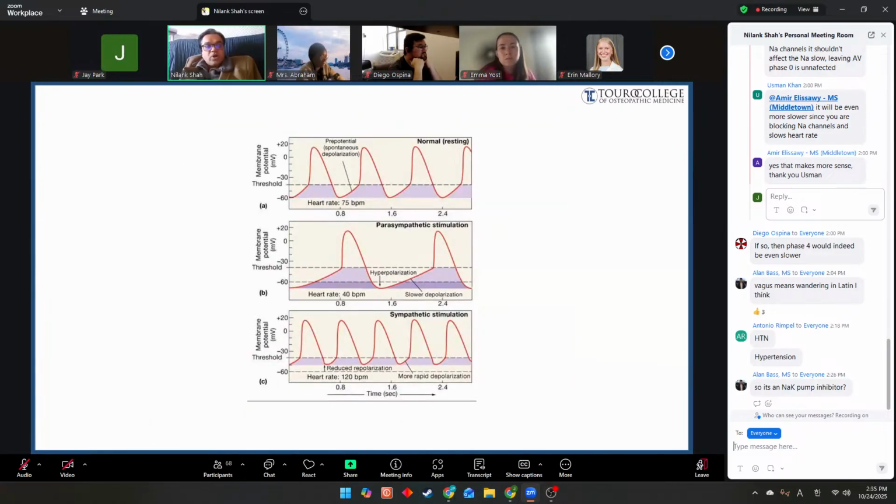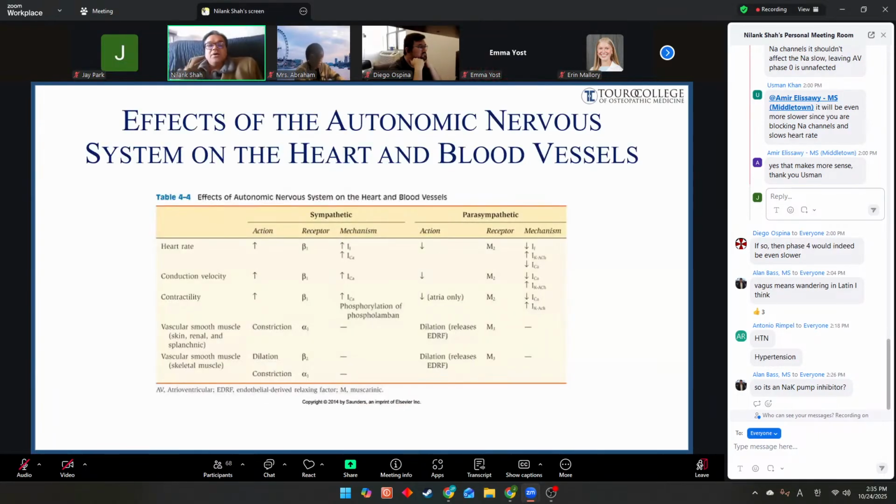So we talked about normal, bradycardia, and tachycardia. This is a very important table for the exam. Make sure you go through that. Okay, we talked about that. So you all know that.